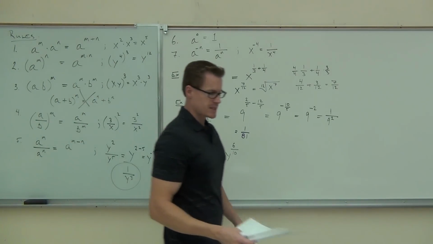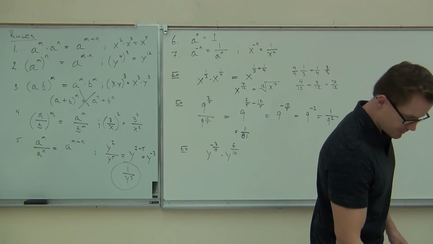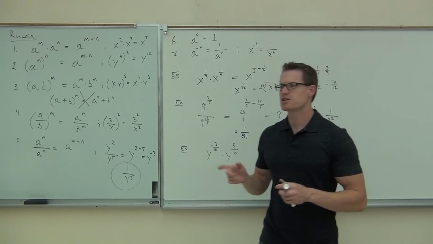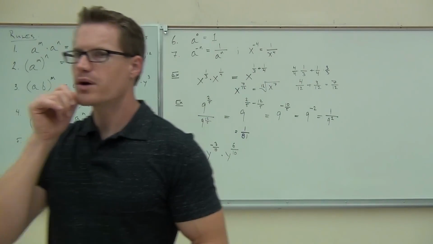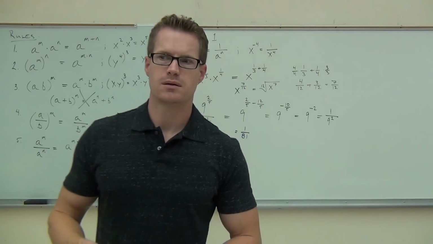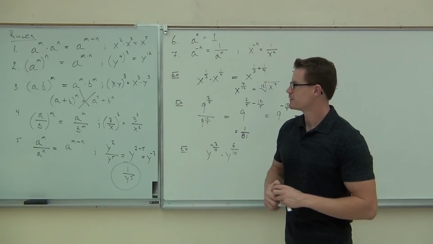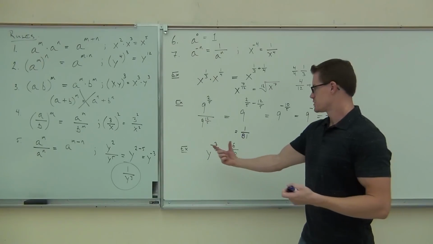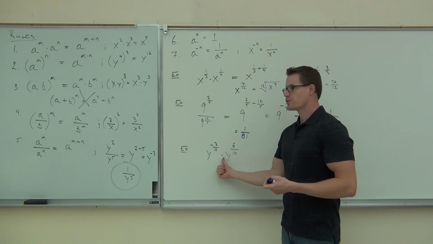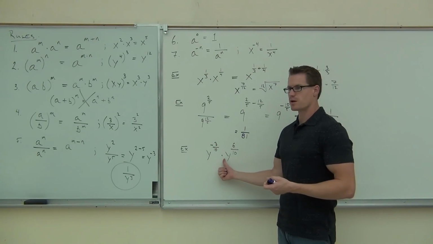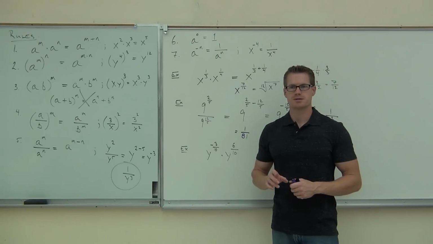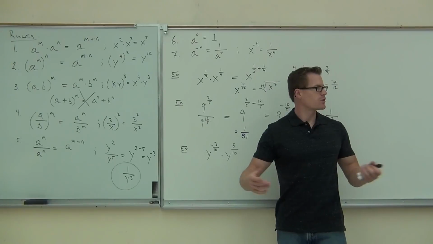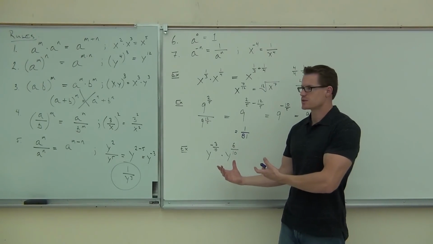Y to the negative 3/10 times y to the 6/10. Again, what situation are we in? Let's look closer at the board. What do we look like here? Well, we're still in number 1. We've got common bases. We're multiplying. That's definitely number 1. What are you going to do with these exponents, folks? You're going to add them. Even though one's negative, that's okay. You can still add them together.